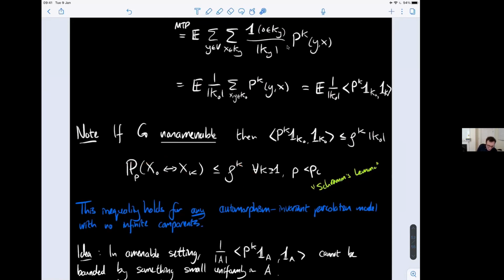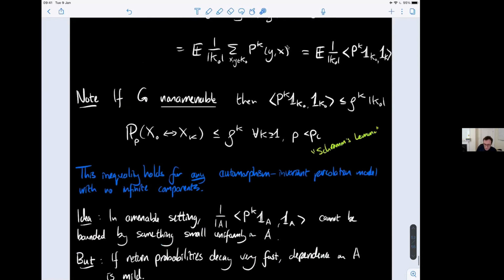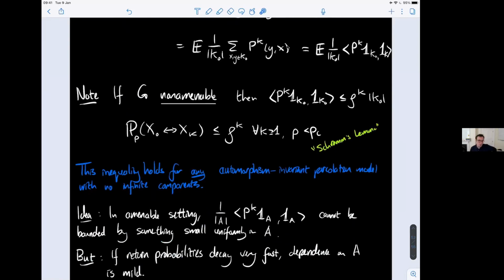This estimate, saying that the connection probabilities are always bounded by the spectral radius to k, is known as Schramm's lemma, though Schramm actually had a completely different proof of it. One thing to notice is that this proof is really general, because it doesn't use anything to do with Bernoulli percolation. It works for any automorphism invariant percolation model with no infinite components. So for any such model on a non-amenable group, you must have this decay of connection probabilities with the spectral radius to the power k. And of course you can use this bound to give an alternative proof of the parallel bound that I was explaining before.